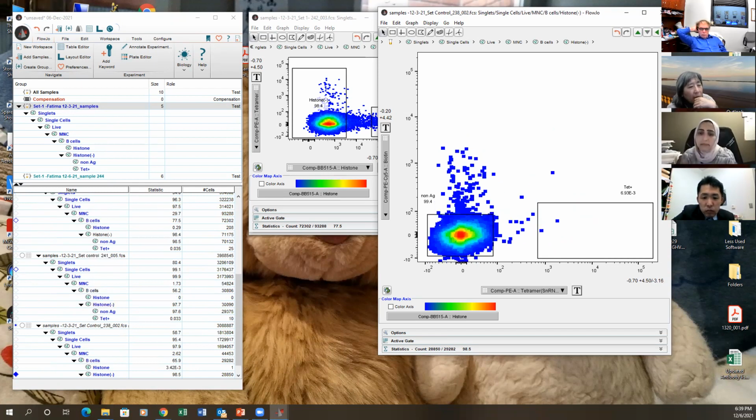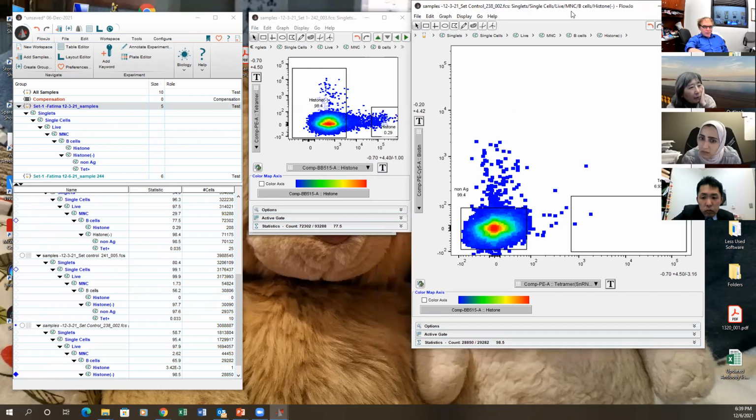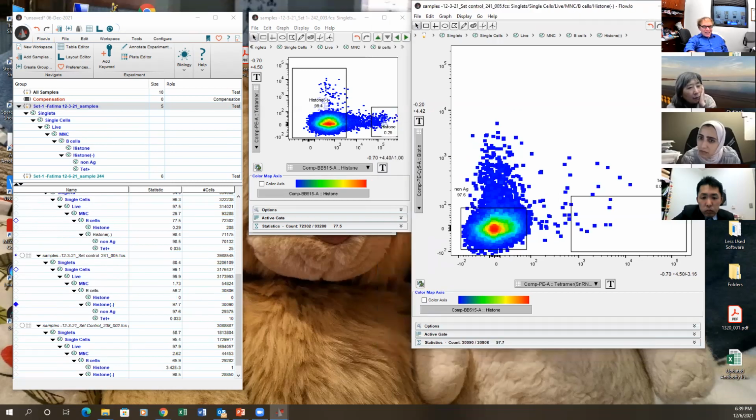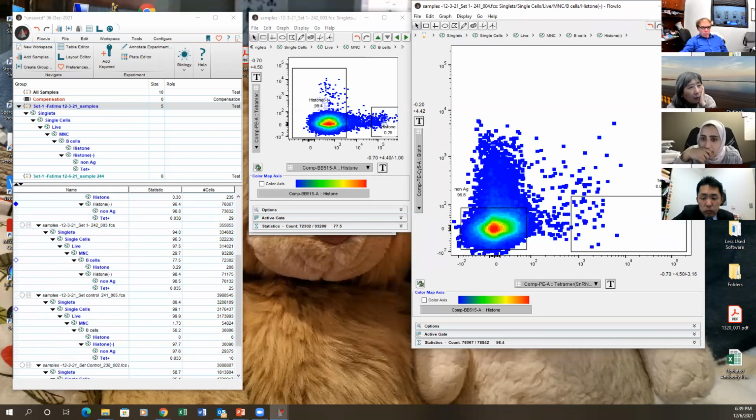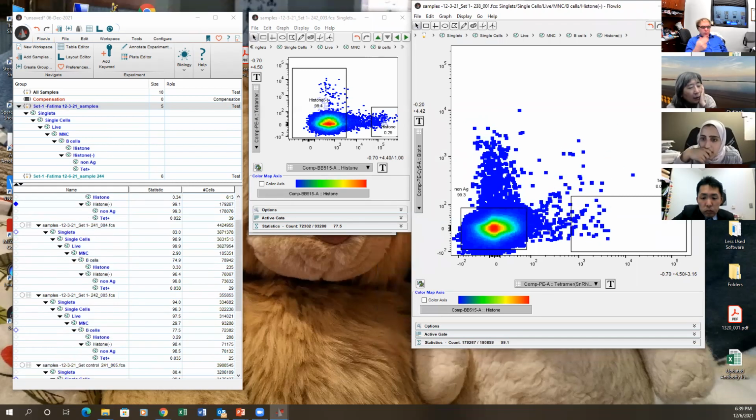But we can use 238. Okay. And with that, I think we can look at the third level of gating. What's going to happen now is further gating. So let's look at 238 now.